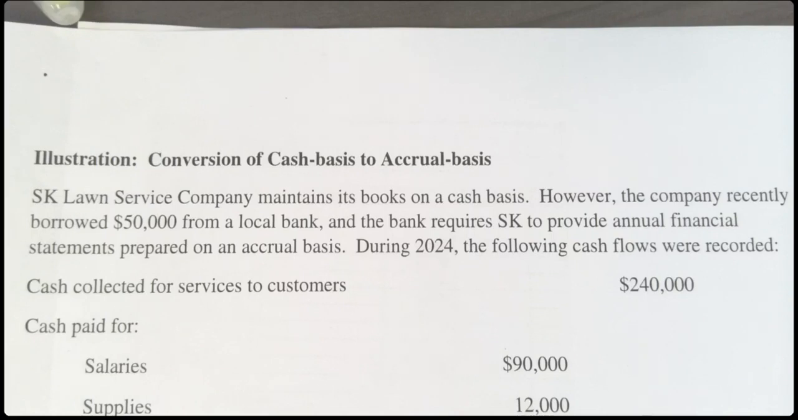SK Lawn Service Company maintains its books on a cash basis. In other words, they basically use the checkbook. However, the company recently borrowed $50,000 from a local bank, and the bank requires SK to provide annual financial statements prepared on an accrual basis. During 2024, the following cash flows were recorded in the checkbook.